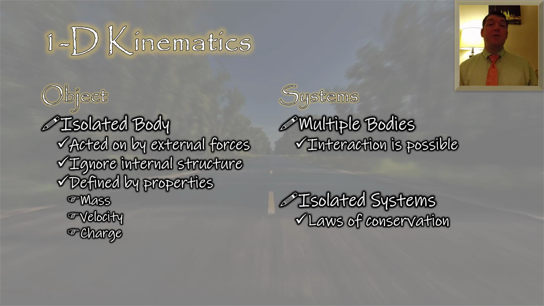It's something with measurable properties, some object we're starting to look at. It's an isolated body when there's no other bodies that it can interact with, or if there's any other bodies that it's interacting with, we're not paying attention to them.